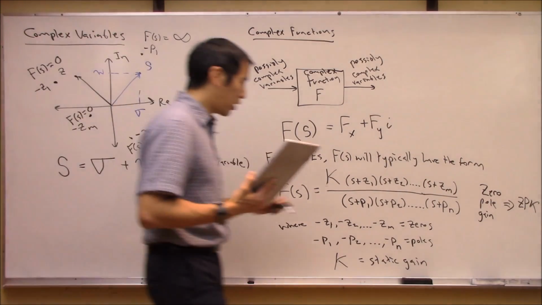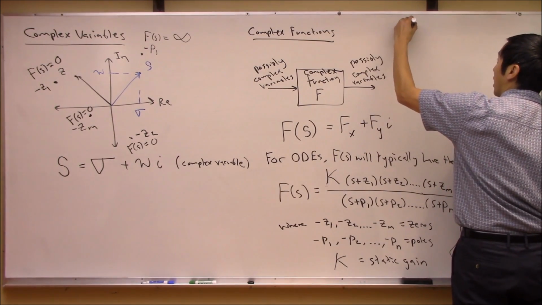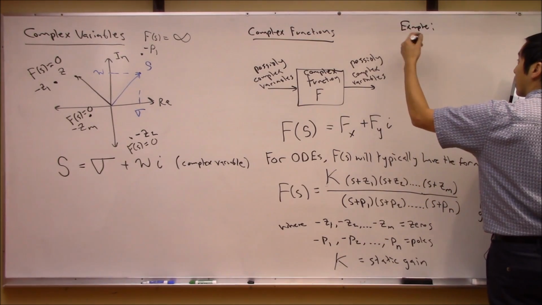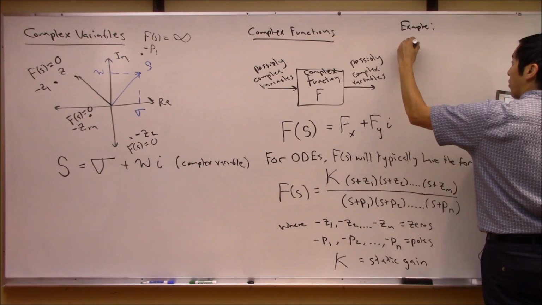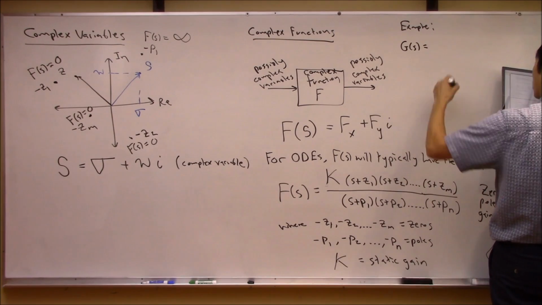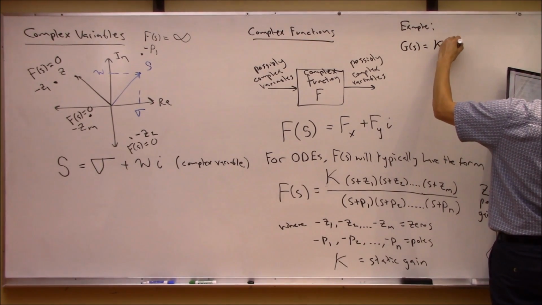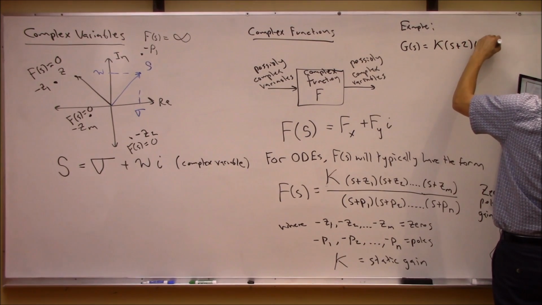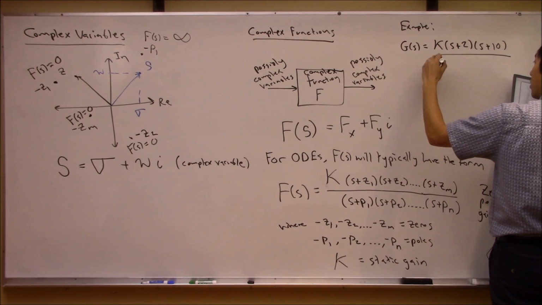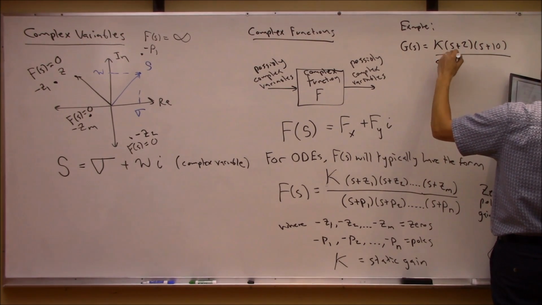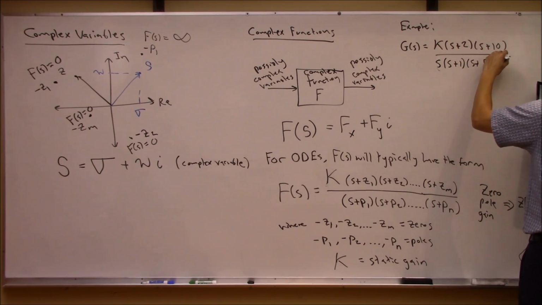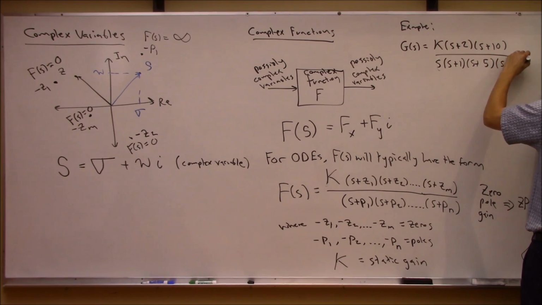Okay, so let's just take a quick example. I just want to make sure we're all on the same page, so we can classify this, because this is going to be key in a little bit. So let's look at some function. Let's call it g of s. It can be any notation, it's just a complex function. How about g of s equals k times s plus 2, s plus 10, all over s, s plus 1, s plus 5, and then s plus 15 squared.